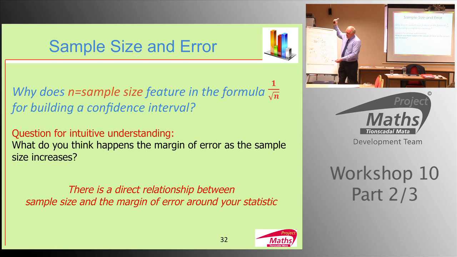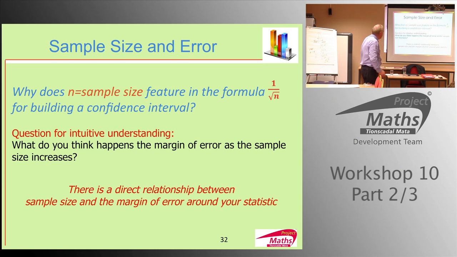If that was 25, say, it would be 1 over the square root of 25, a fifth, that would be 20%. If that was 100, the square root of 100 is 10, then you have 1 over 10. The overall is getting smaller, isn't it? So definitely the sample size has an influence on our limits here, hasn't it?